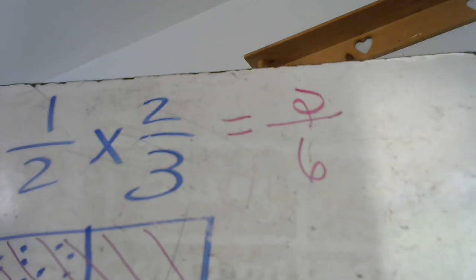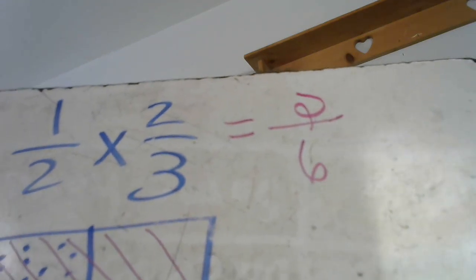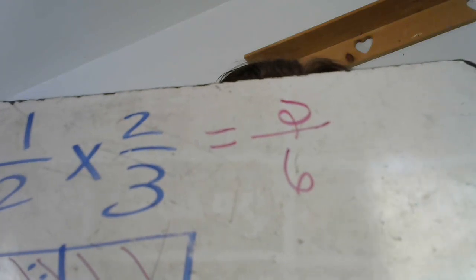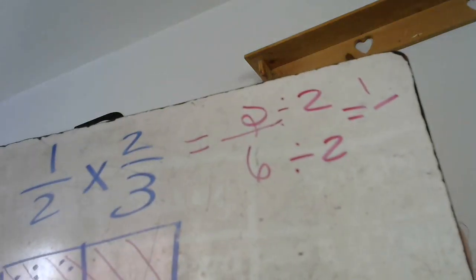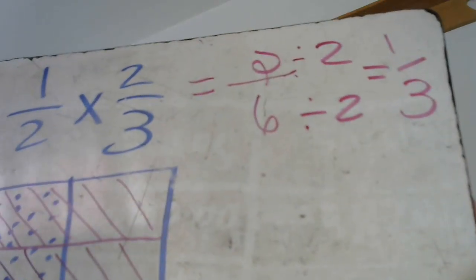But 2 and 6 are both even numbers, so they can be simplified. To do that, I'm going to divide my numerator and my denominator both by 2. Okay, 2 divided by 2 is 1. 6 divided by 2 is 3. And so I get 1/3.